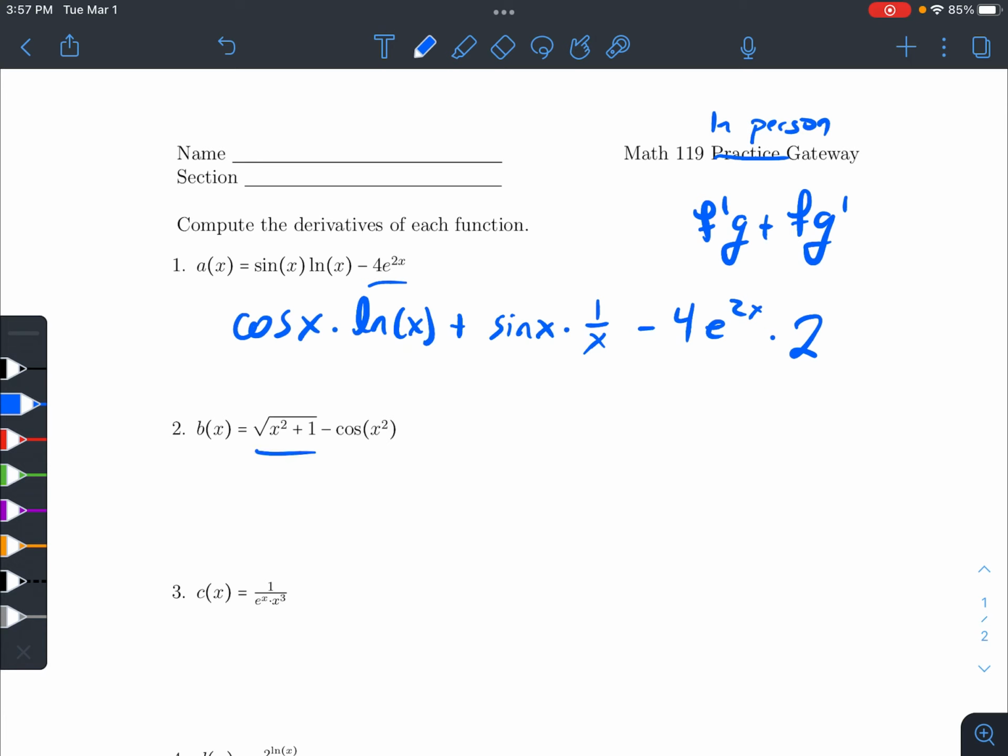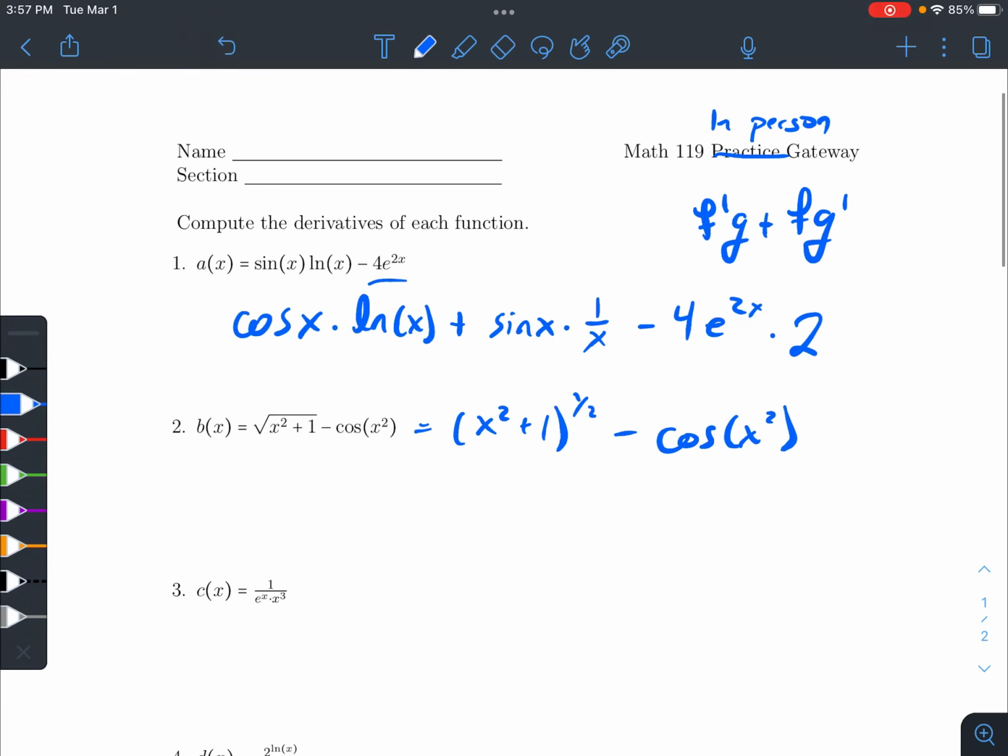All right. Square root of x squared plus 1. Whenever I see a square root, I immediately rewrite this or think of this as something to the 1/2 power. When I take my derivative of something to the 1/2 power by the chain rule, this is going to be 1/2 times something to the negative 1/2 power times the derivative of that something. Derivative of x squared plus 1 is just 2x, or like 2x plus 0, so I'll just say 2x.